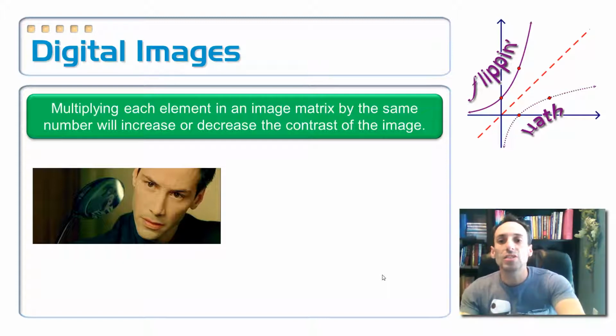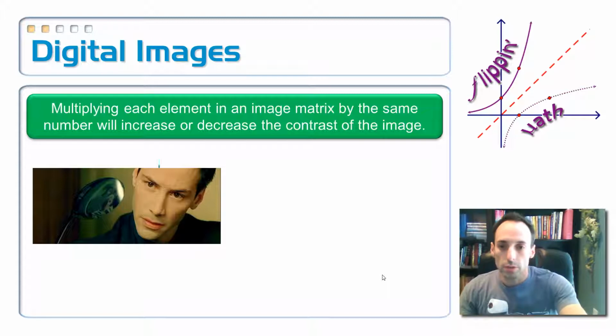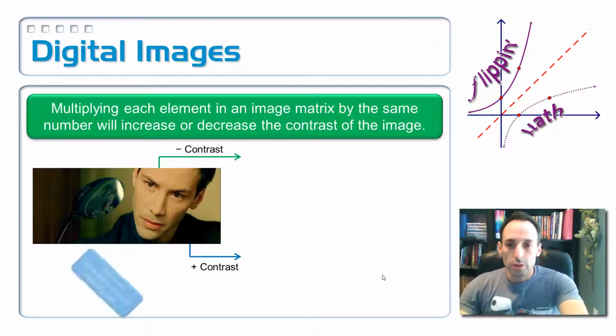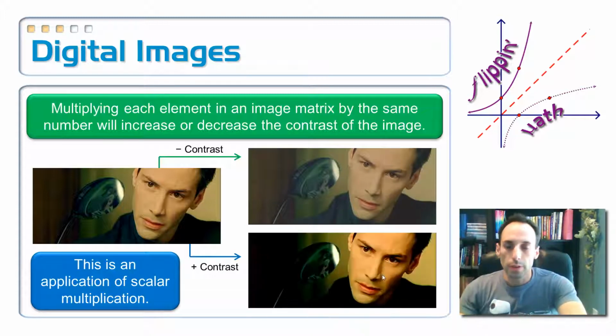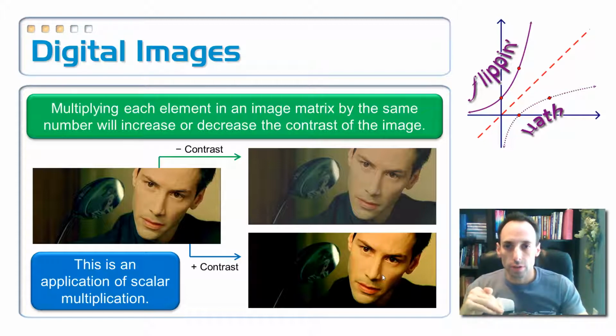Multiplying each element in a matrix, our image matrix, is going to increase or decrease the contrast of the image. So if you want to decrease or increase the contrast, there we go, there are the pictures. Contrast is the difference between lightness and darkness.